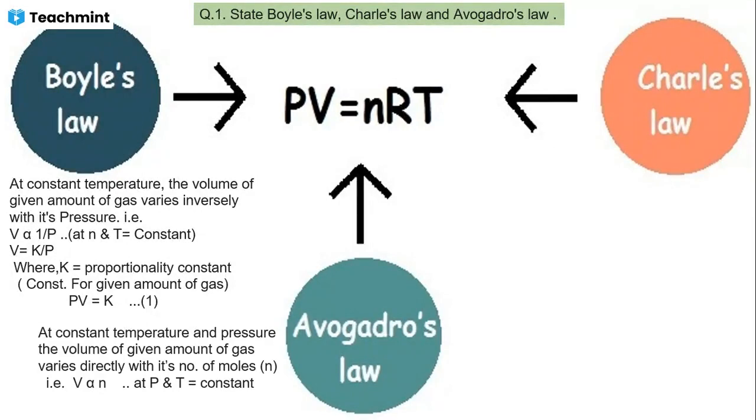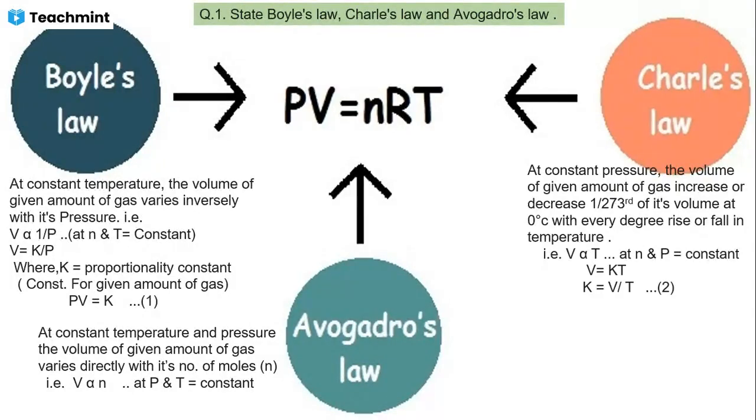Avogadro's law: at constant temperature and pressure, the volume of a given amount of gas varies directly with its number of moles. That means V is directly proportional to n at constant pressure and temperature.